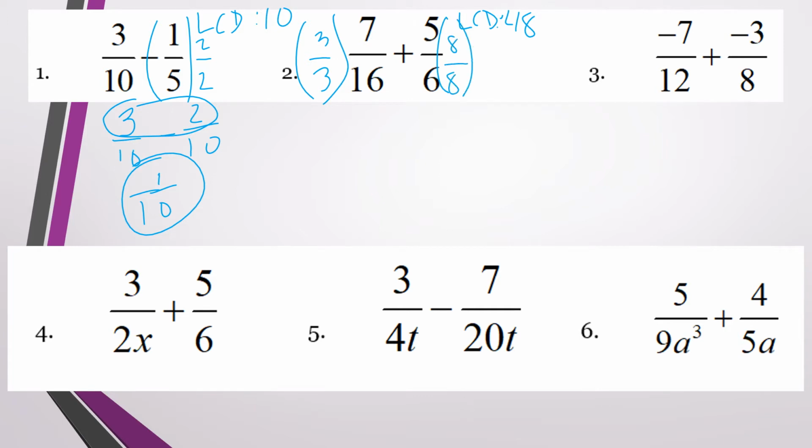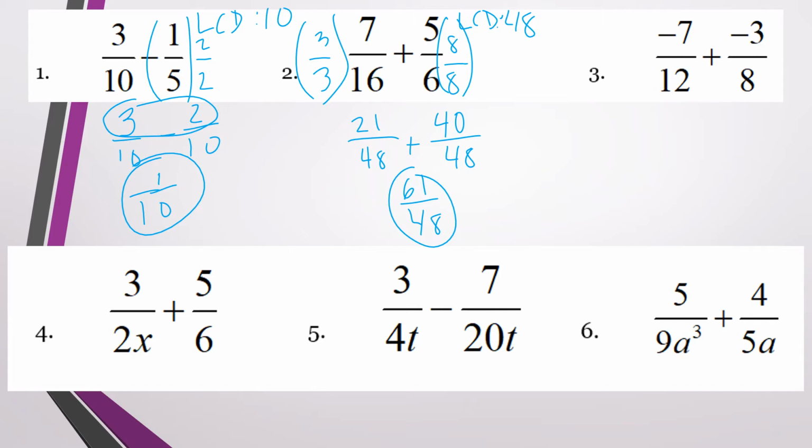And then I need to distribute. So 3 times 7 is 21, 3 times 16 is 48, 5 times 8 is 40, 6 times 8 is 48. And then you're going to add 21 plus 40 to get 61 over 48. You cannot reduce that. You can leave it as an improper fraction, or you could write it as a mixed number, maybe 1 and 17 48ths or something like that. I would just leave it as an improper fraction.